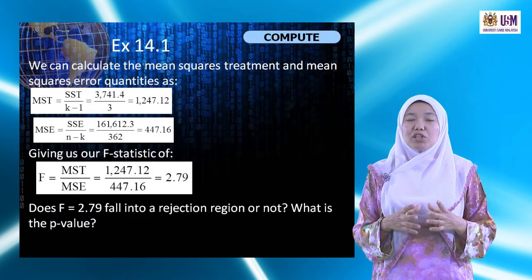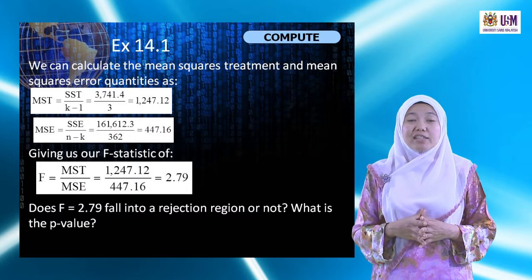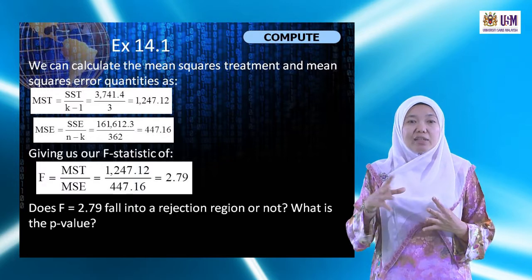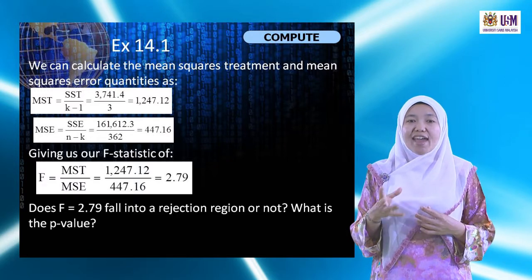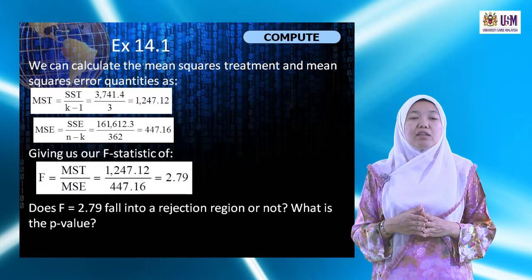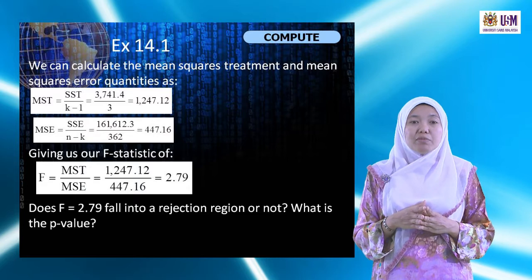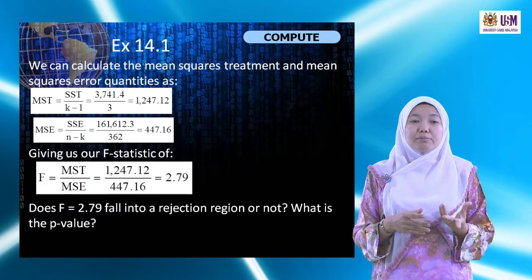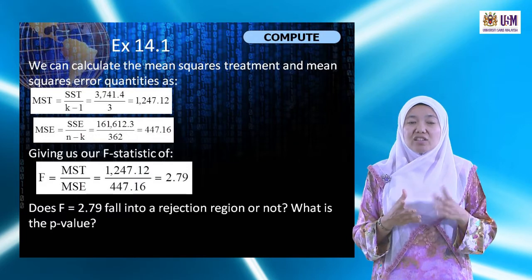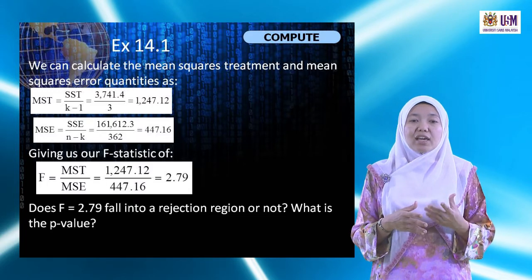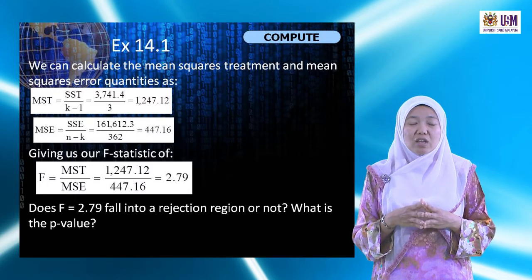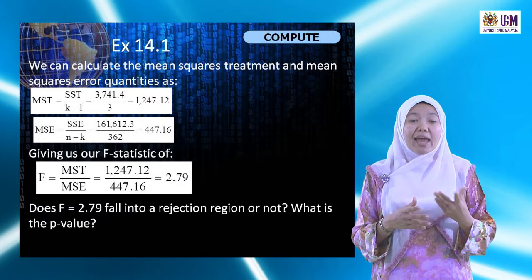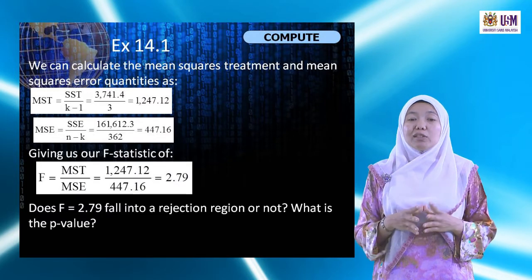In this part of the computation of the test statistic, we are still talking about example 14.1. Now you can calculate the mean square for treatments, MST, and the mean square for error, using the formula MST equals SST divided by K minus 1. You should get 1247.12. As for the mean square for error, the formula is SSE divided by N minus K, so you should get 447.16. For your F statistic, simply take the ratio of MST over MSE, and you should get F equals 2.79.